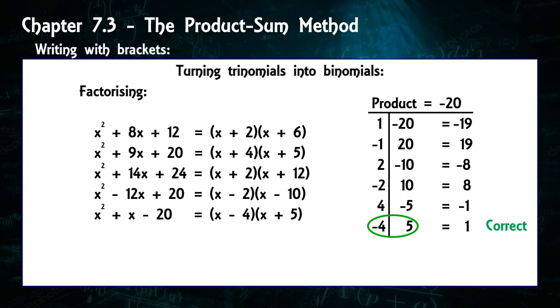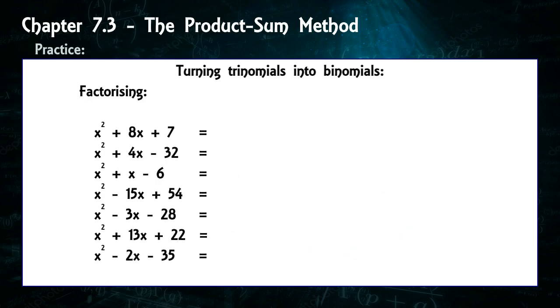Or (x+5)(x-4). That's also fine. But do not write it as (x-5)(x+4), because that gives me a minus 1 for the sum. Ready for some more? Then here are a bunch of trinomials I want you to turn into a binomial with the product sum method. Pause the video if you want to give it a try and stick around for the answers.